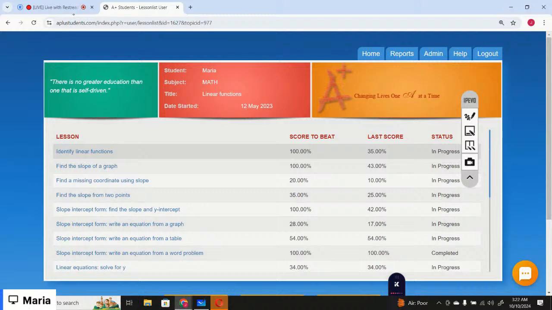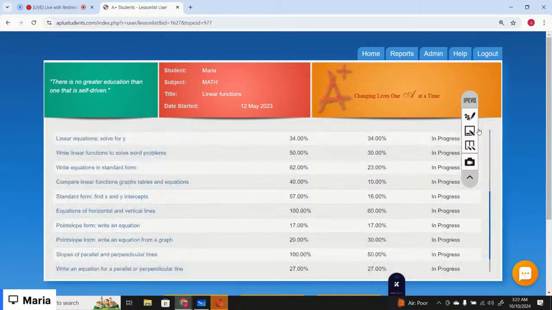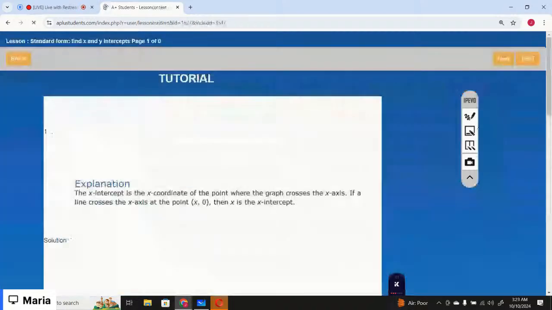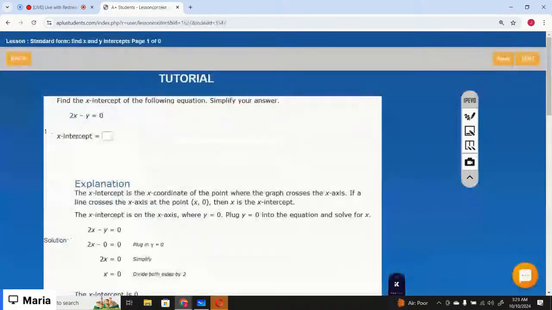Okay, the next lesson is find x-intercepts. So what are the intercepts? Intercepts are points. For example, the x-intercept is the x-coordinate of the point where the graph crosses the x-axis, right? Same way, the y-intercept is the y-coordinate of the point where the graph crosses the y-axis, right?